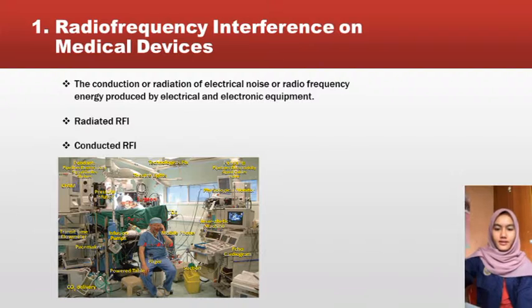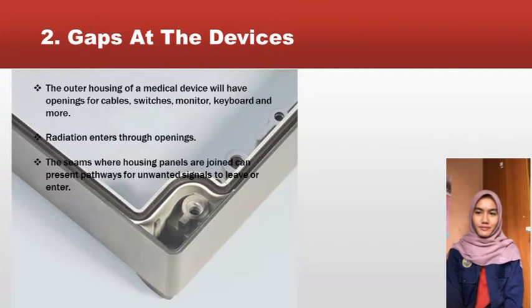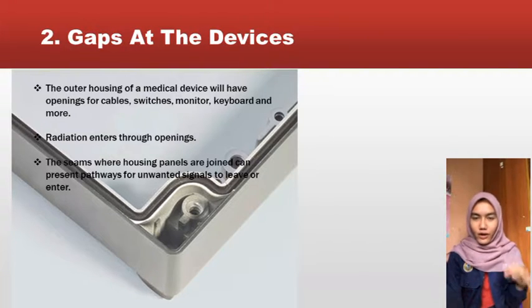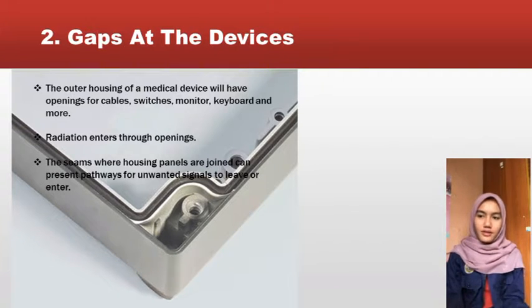electrical signals. The second problem is gaps at the devices, meaning the outer housing of a medical device will have openings for cables, switches, monitors, keyboards, and more. When there are gaps at the devices, radiation will enter through the openings. For example, the seams where housing panels are joined can present pathways for unwanted signals to leave or to enter.